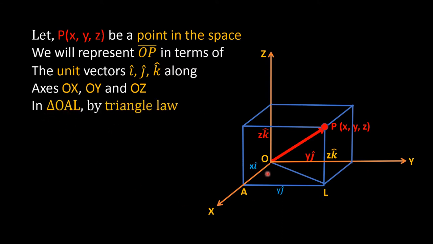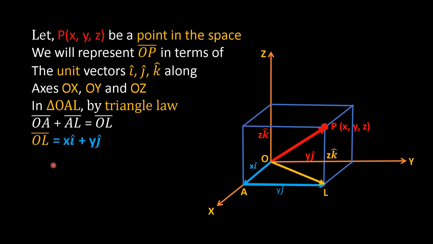In triangle OAL, by triangle law we write OA bar plus AL bar equals OL bar. So OL bar will be OA bar plus AL bar, but OA is x i cap and AL is y j cap. So OL bar will be x i cap plus y j cap.